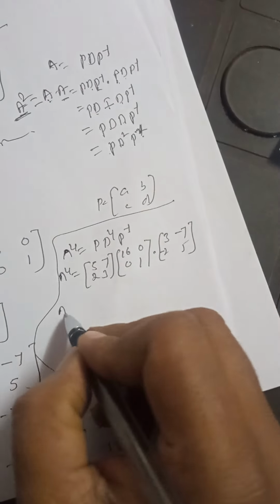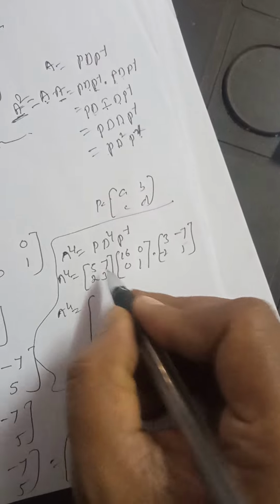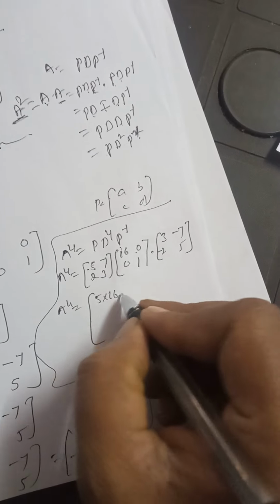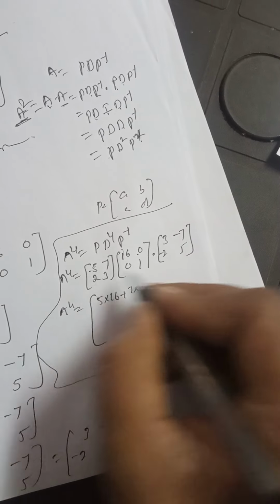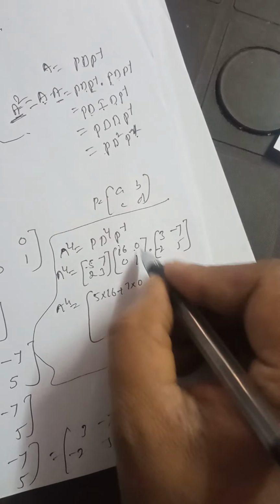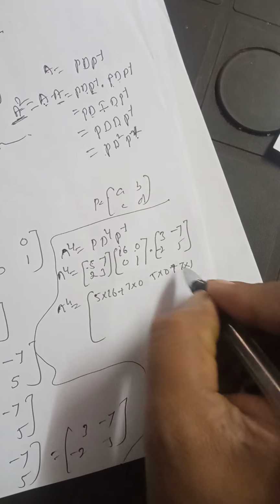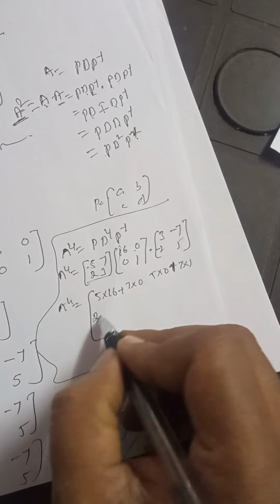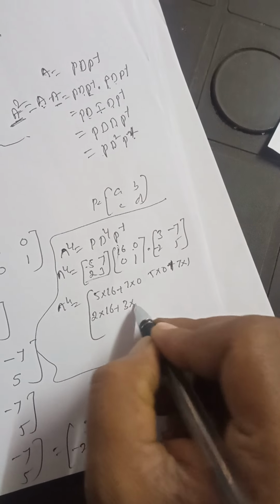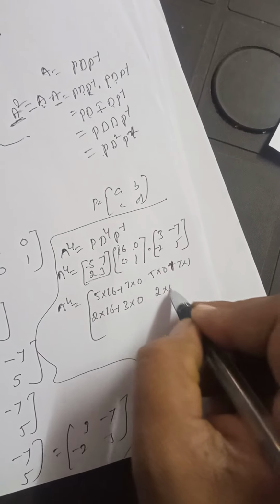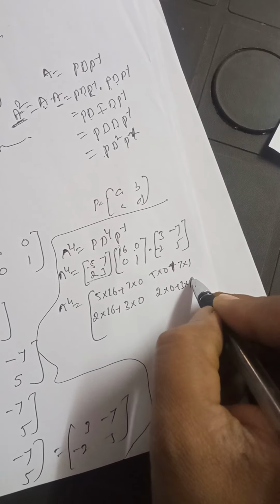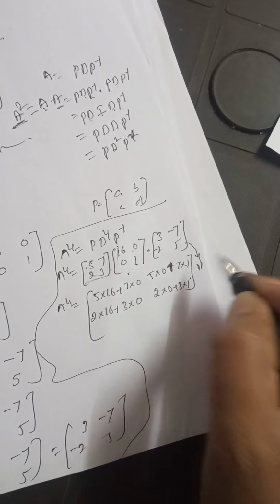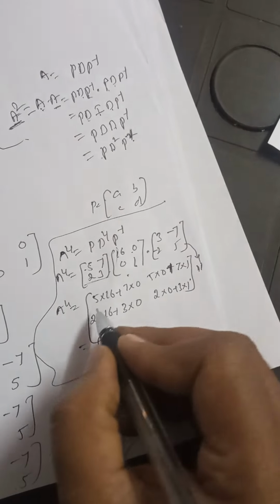Now, A power 4 is equal to this multiplication, this row and this column. 5 into 16 plus 7 into 0. Next, 5 into 0 plus 7 into 1. This is plus here, this is the formula. Now this row into first column: 2 into 16 plus 3 into 0. Next, 2 into 0 plus 3 into 1. I am multiplying these two and the remaining matrix is the same. There is no space, that's why I am writing here.